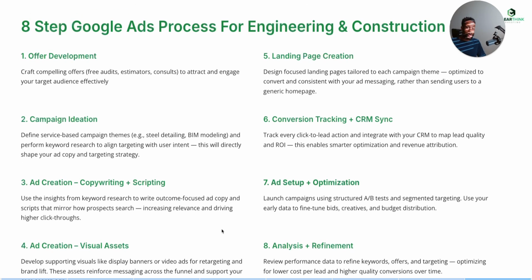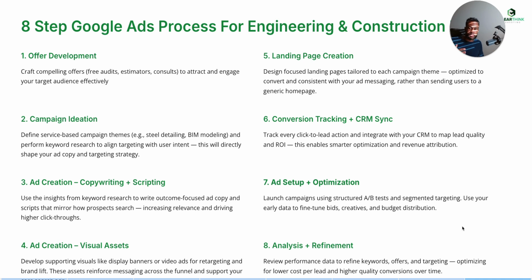So once we've established all those other steps there, now we get into analysis and refinement. And essentially what we're getting into is reviewing the performance data and refining the keywords, refining the offers, refining the targeting over the course of time. So then we can reduce our costs per lead and eventually get to a point to where we can focus on generating more high quality conversions over the course of time, right? Because the ultimate idea here is that we want sales, but before they become a sales qualified lead, aka an SQL, they must become a marketing qualified lead.